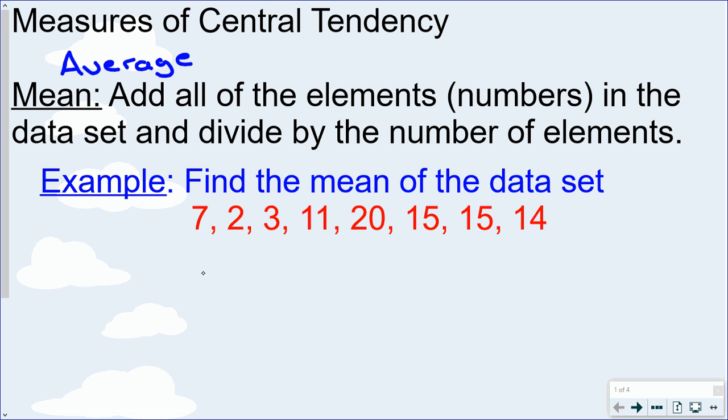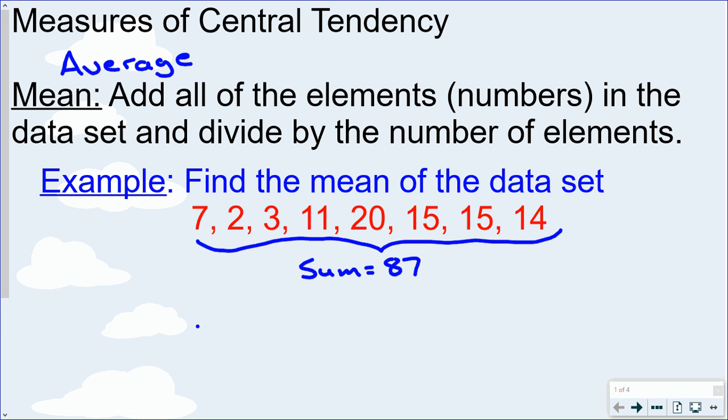So the first thing we're going to do is we're going to add these together. So we're just going to add 7 plus 2 plus 3 plus all of those. And so when we add those together, we get a sum equal to 87. All right, so when you add those, you get a sum of 87. And now we need to divide that by the number of elements. So there are 8 elements.